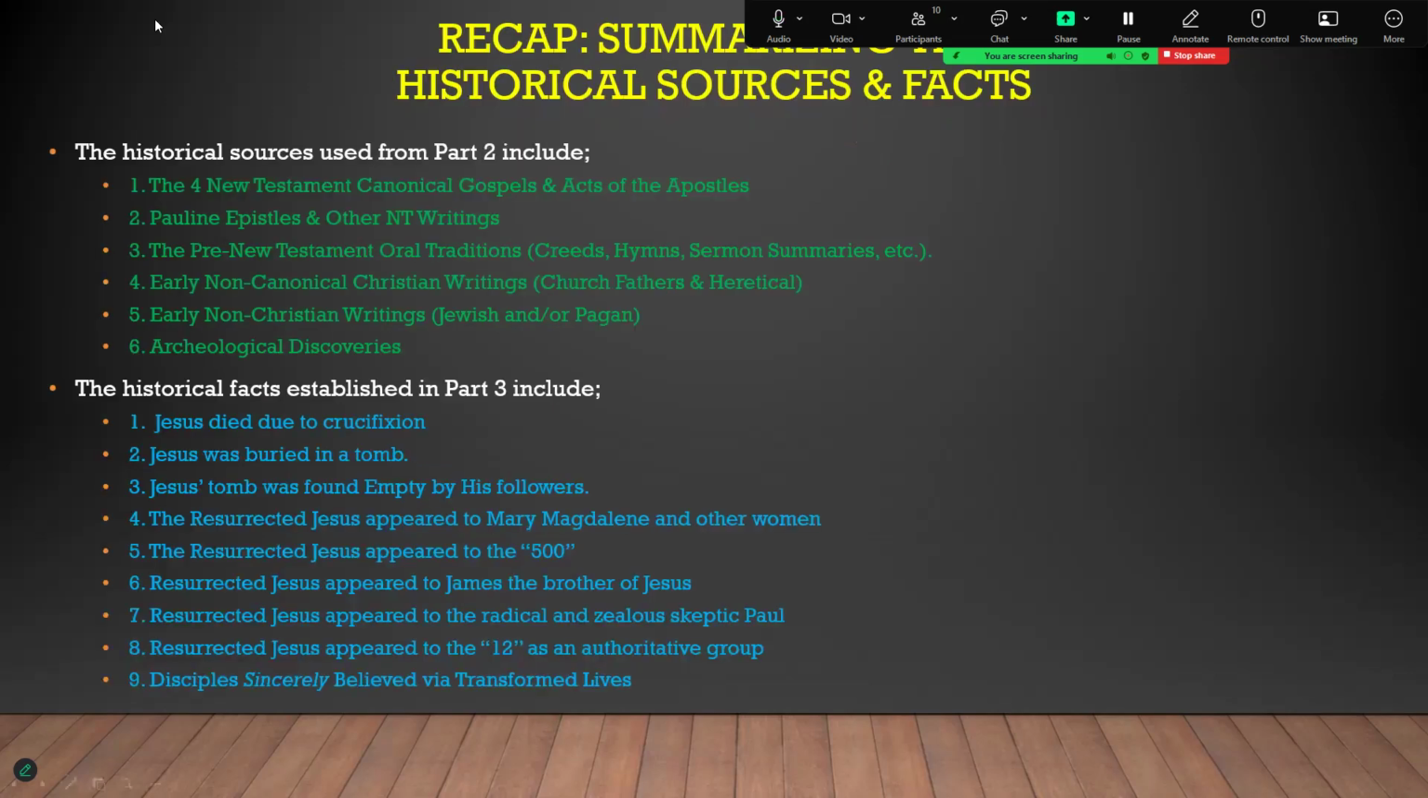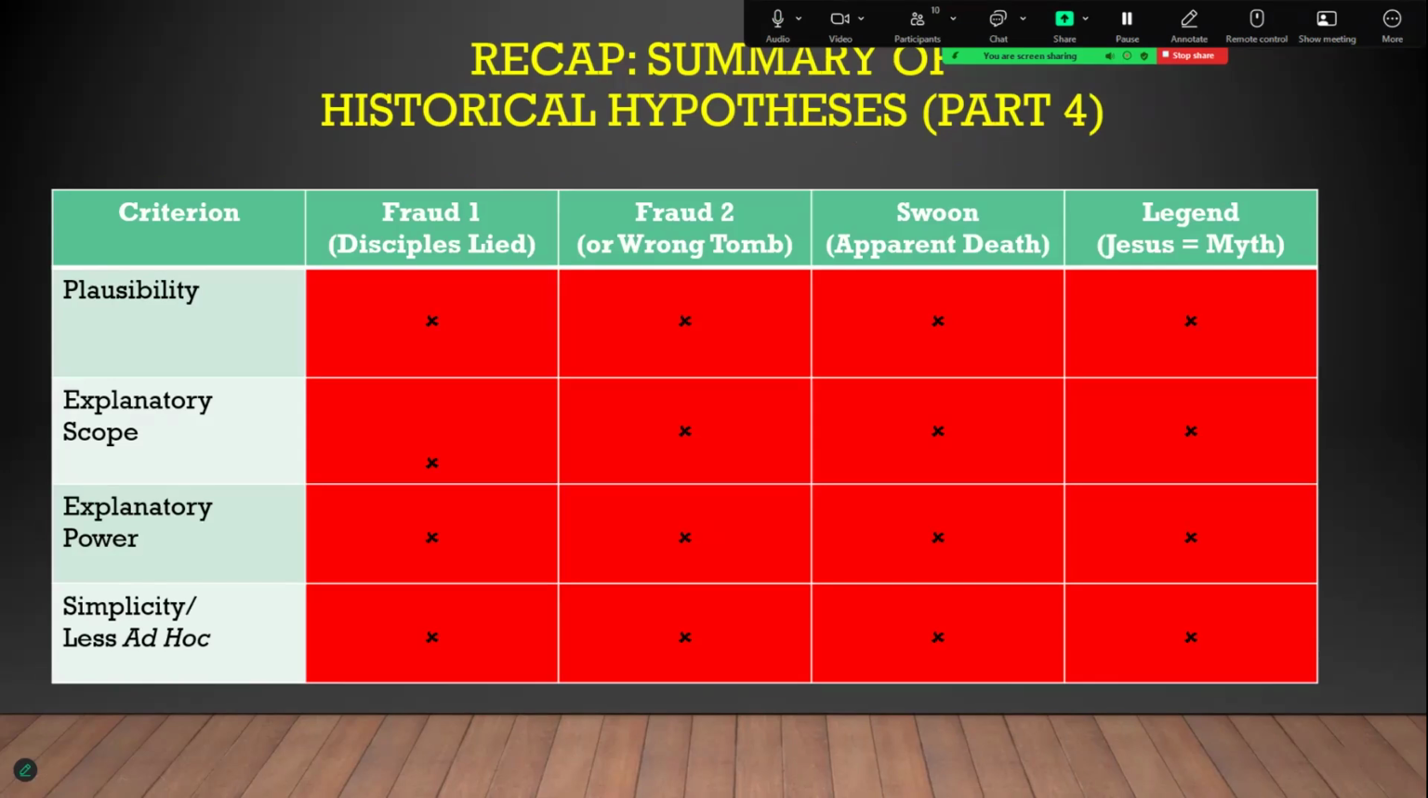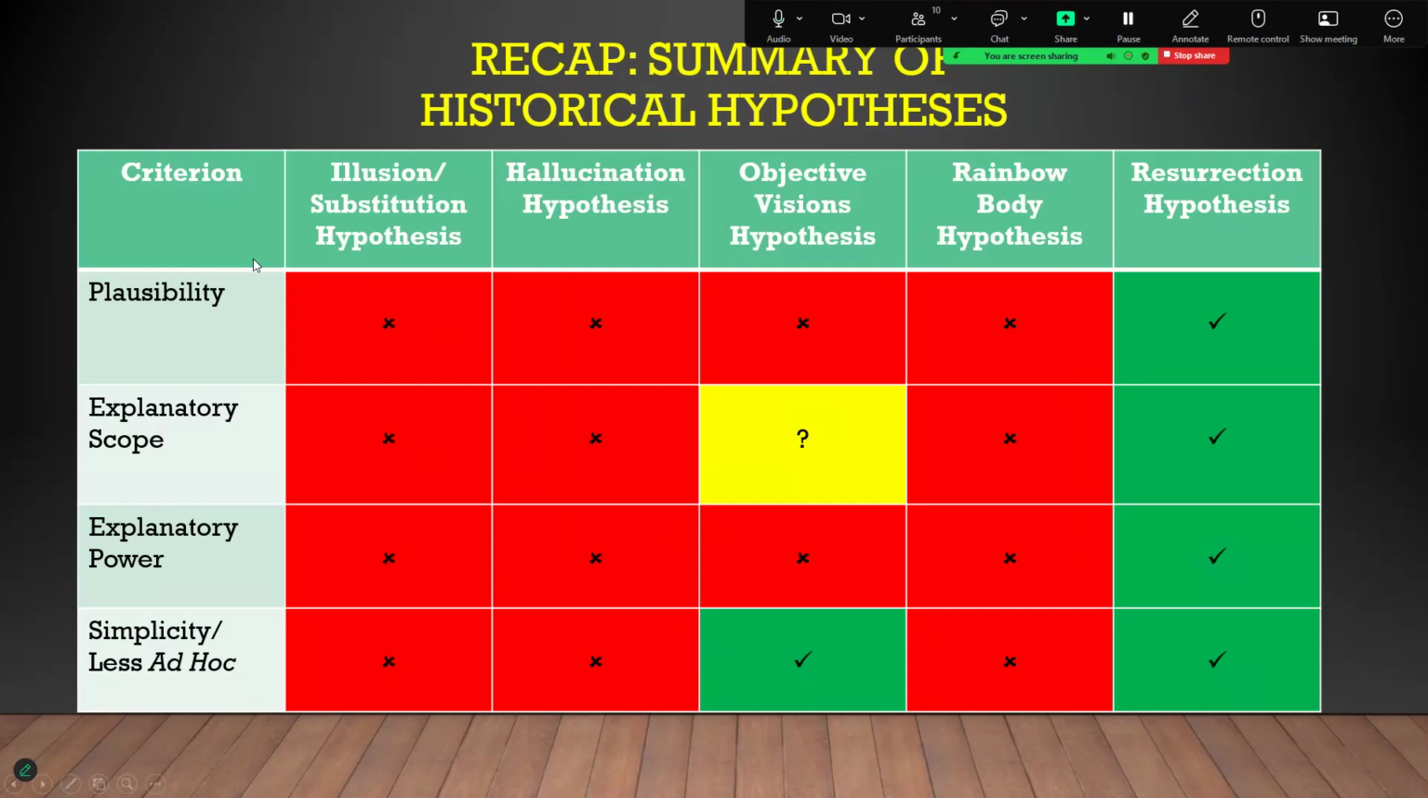By way of recap, you can see here the 6 historical sources that we covered in week 2, and the 9 historical facts that we went over in week 3. Then in week 4, we covered these 4 skeptical theories and saw that they were all failures in terms of the criteria. And last week, we covered 5 hypotheses, and we saw that the resurrection is the only one that gets green check marks for all the criteria, and therefore it's the best explanation of the facts.